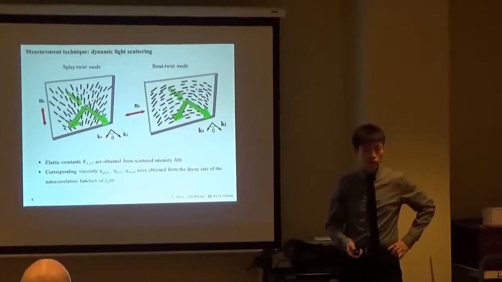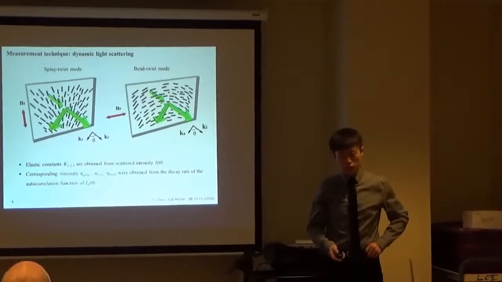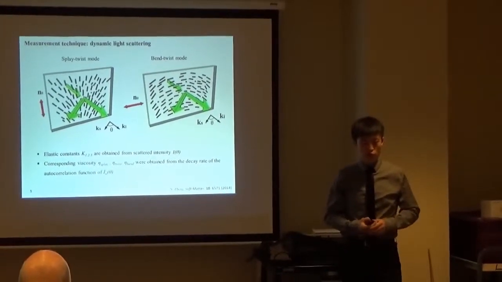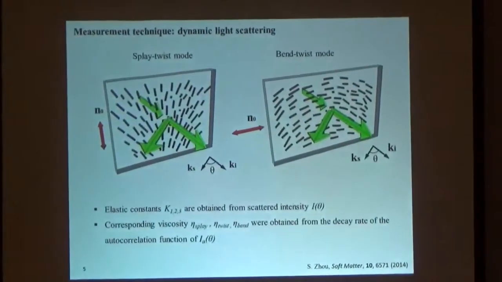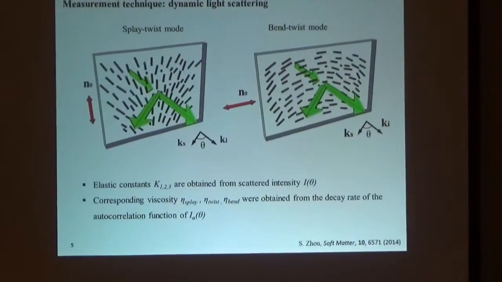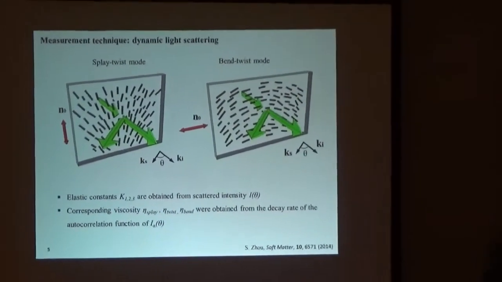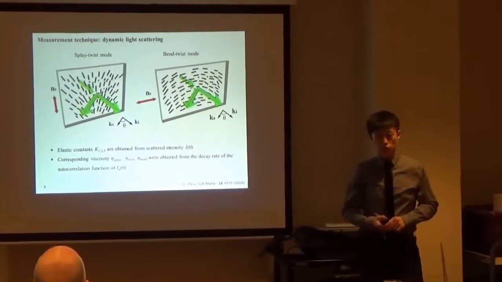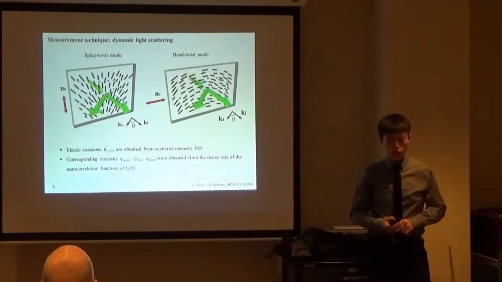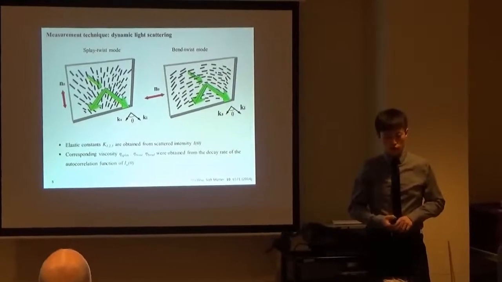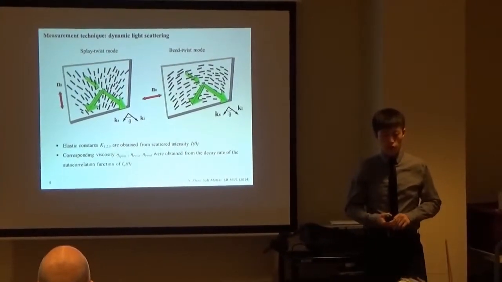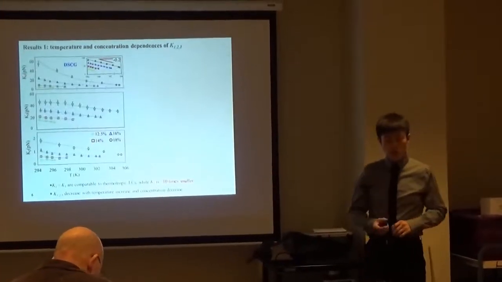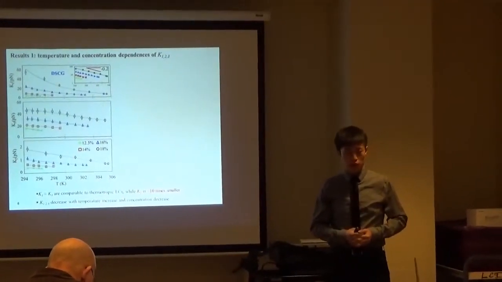A second technique is called dynamic light scattering. There, from the thermal fluctuation of the director field, you can measure the depolarized light as a function of angle and time. From this information, you can not only deduce K1, K2, and K3 values from the experiment, you can also get the three viscosities associated with these deformations: eta splay, eta twist, and eta bend. I would like to present part of the results here.